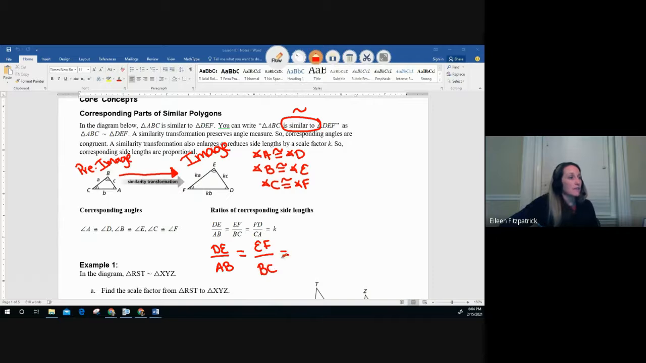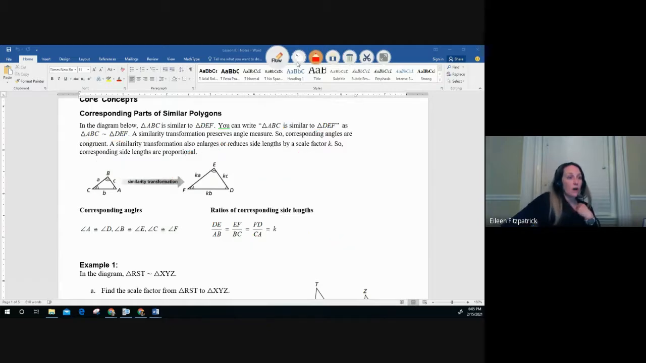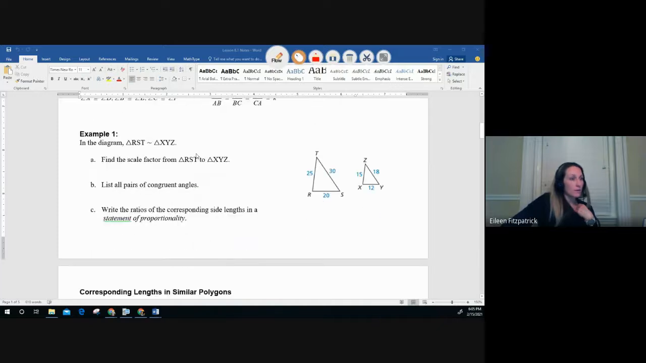And finally, DF over AC. Again, I can get the order of the letters from the statements or by looking at the diagram. All of those ratios are going to simplify down to the same value, and that is your scale factor, which we denote with the variable K. Okay, so let's jump into the first problem after I gave you all that information.